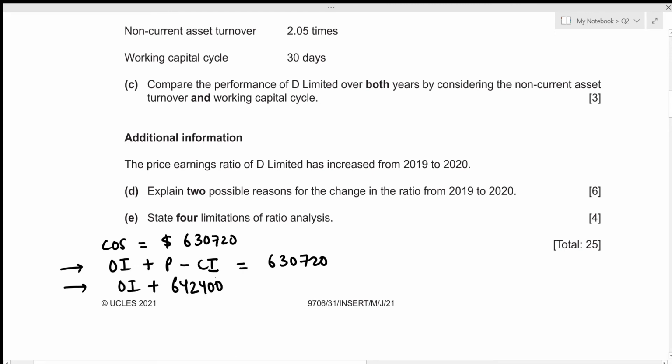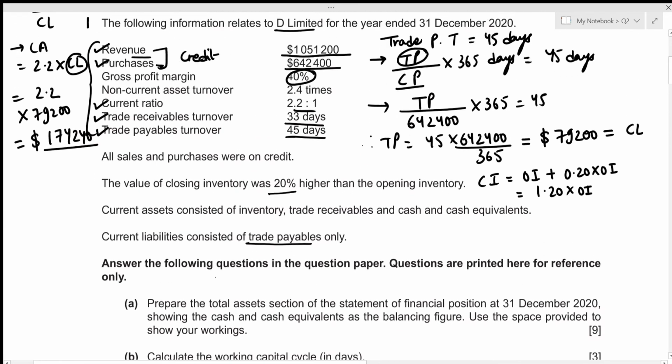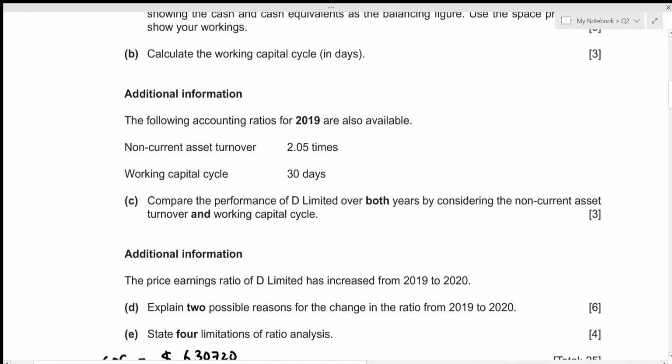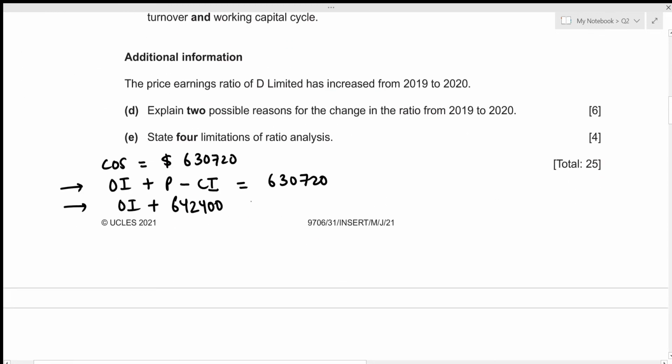And we are also given the information associated with opening and closing inventory. Right here, the value of closing inventory was 20% higher than the opening inventory. So we figured out that we can write our closing inventory as 1.20 times opening inventory. Let's do that. So that's minus 1.20 times opening inventory. And this will be 630,720. Okay, so the one opening inventory minus 1.20 opening inventory is just going to be minus 0.20 opening inventory.